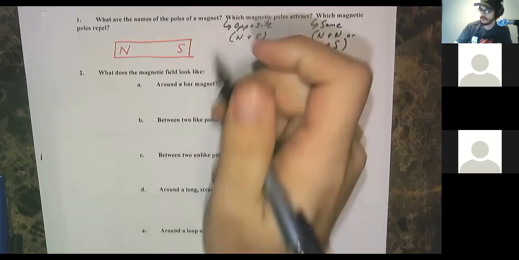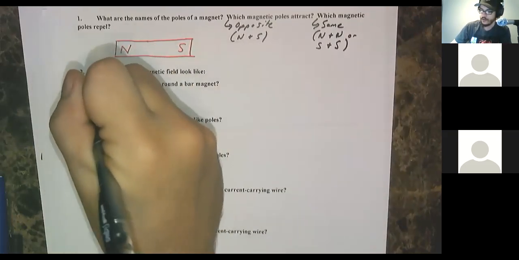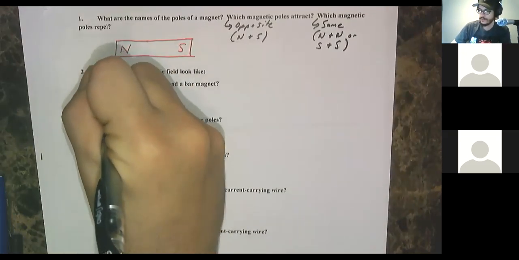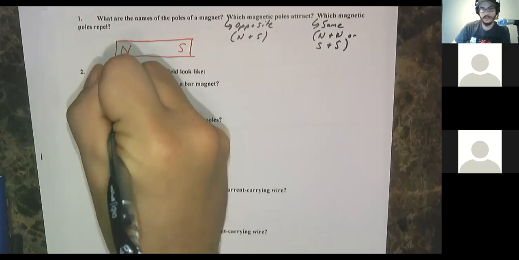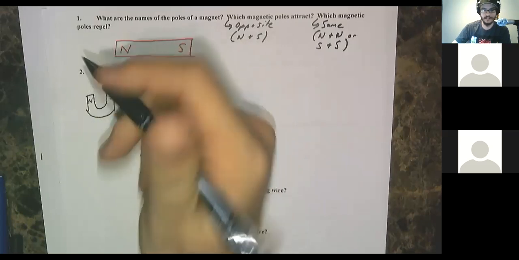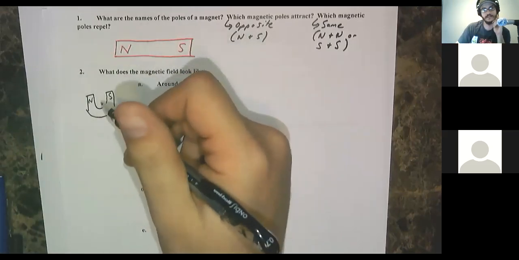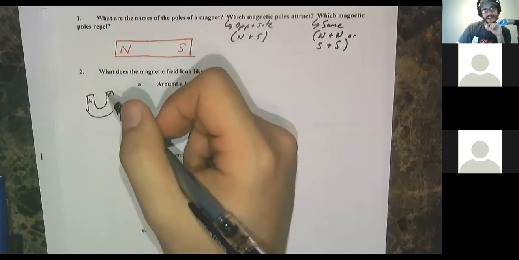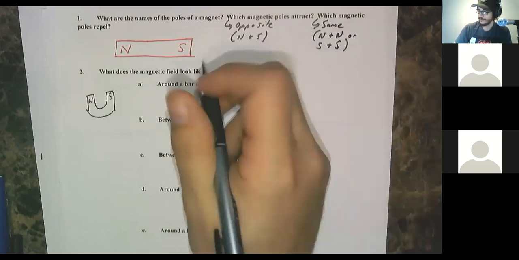Around a bar magnet, which is what I've drawn here. This is a bar magnet. There's also horseshoe magnets, like this. A horseshoe magnet is just a bar magnet that's been bent in the middle, so its magnetic field actually ends up looking like half of a bar magnet's. But anyway, that's not the question at hand.